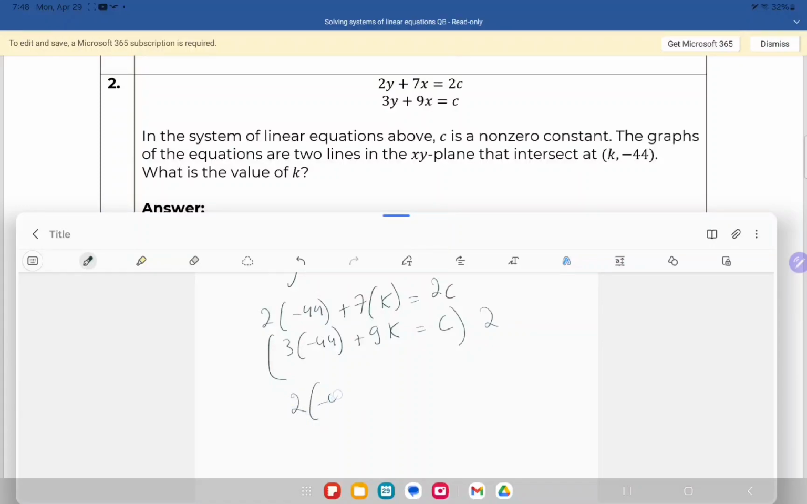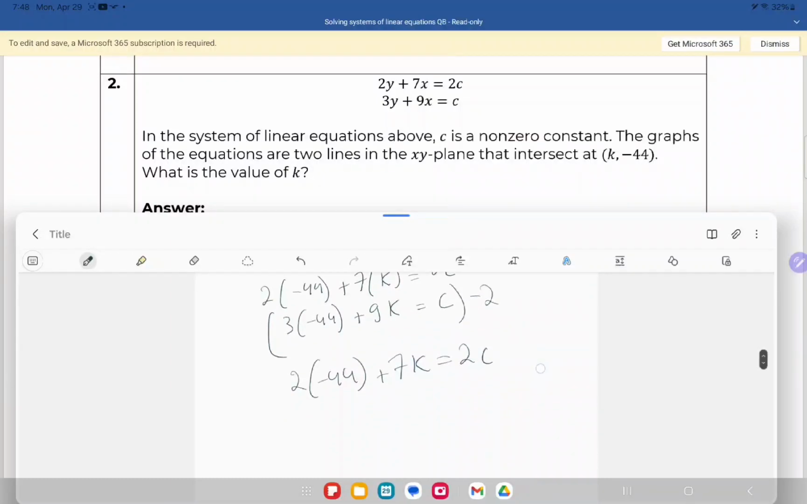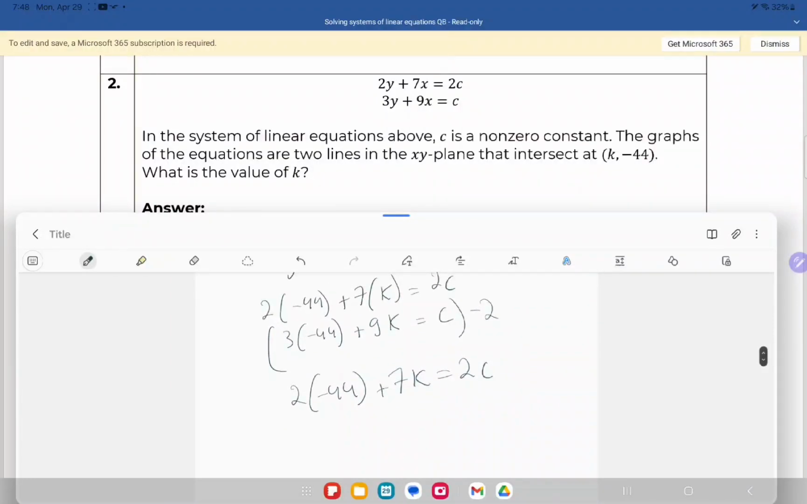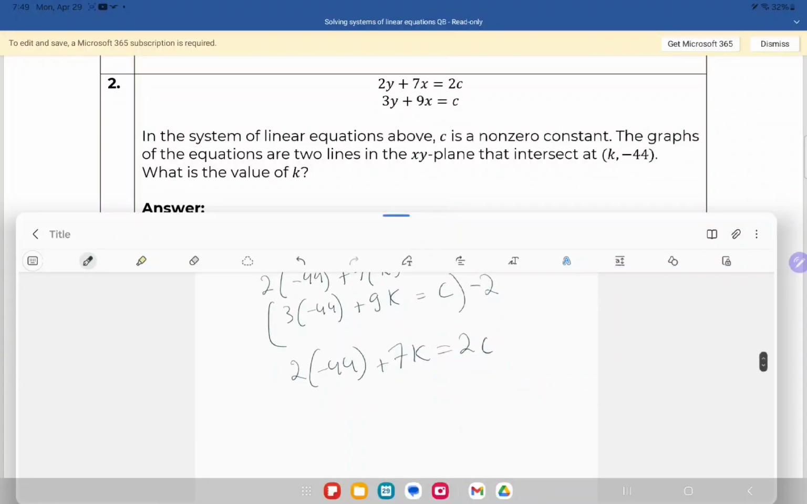let me just write it again here. 7k is equal to minus 2c. I'm going to multiply it by minus 2 so that I can negate 2c and c. So if I multiply with minus 2, 3 into minus 44 is minus 132, and if I multiply that with minus 2, I'm going to get 264 minus 18k is equal to minus 2c.